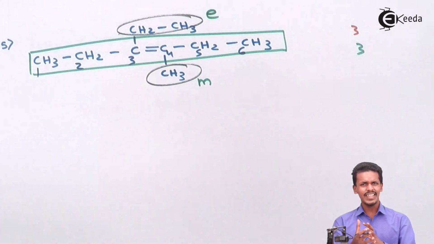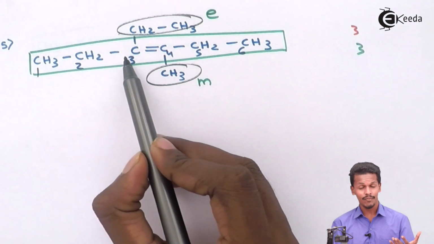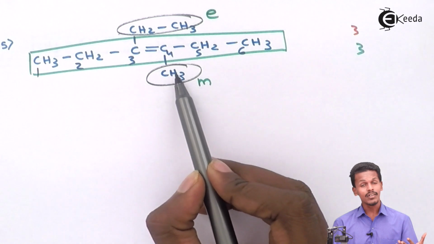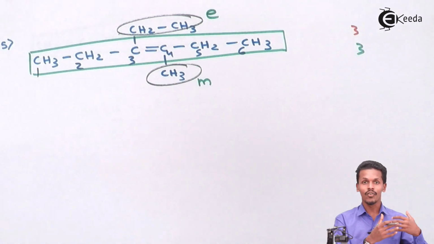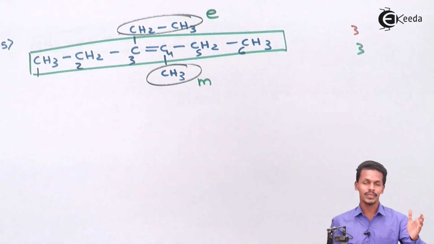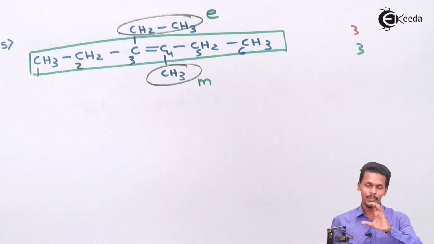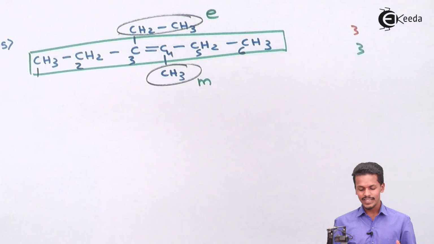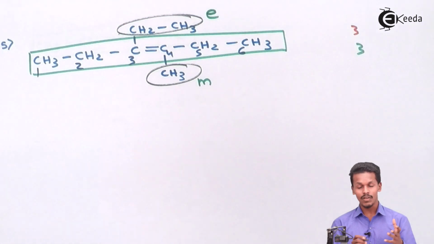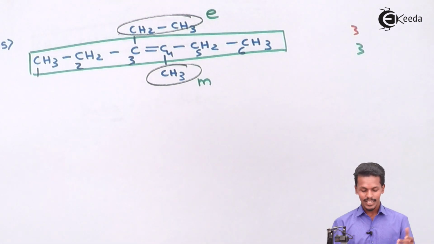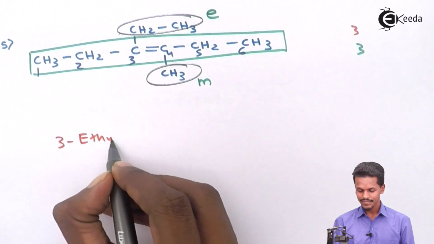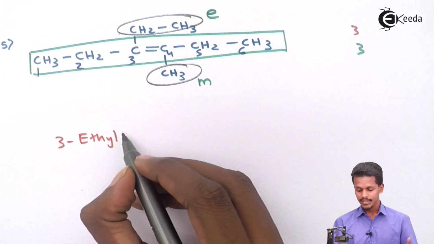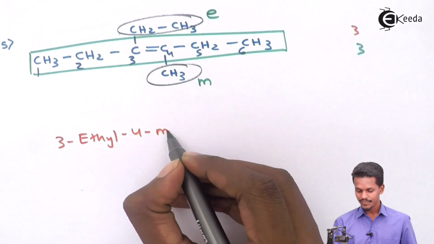But suppose this had got the fourth number and that had got the third number, again ethyl would have been written first, with the position of it on the parent chain to which it is attached. So in this case, the position of the ethyl group is on carbon number 3, making this be named as 3-ethyl, then 4-methyl.